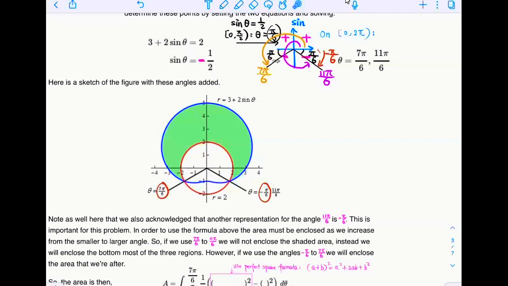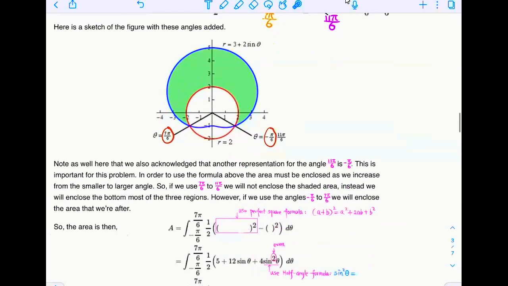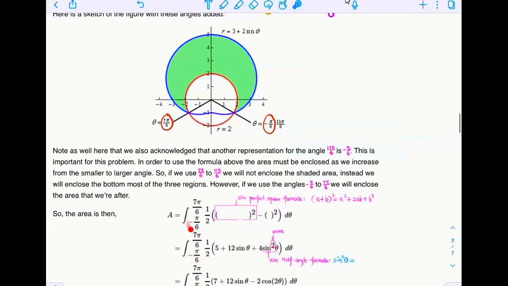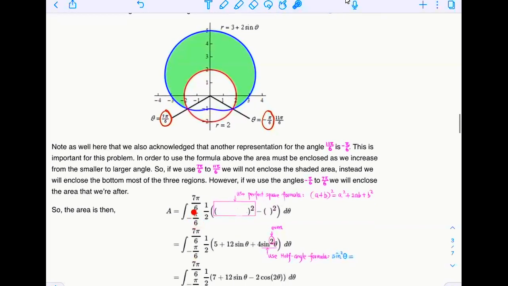Because that way, when theta increases from negative pi over 6 and goes all the way to 7 pi over 6, then we get this region, the region that goes from this to this. So do not take the 11 pi over 6. You take this. So think about what will be the lower and upper theta that you integrate. That's why this integral goes from negative pi over 6 to 7 pi over 6. Then you're going to sweep out this region right here.